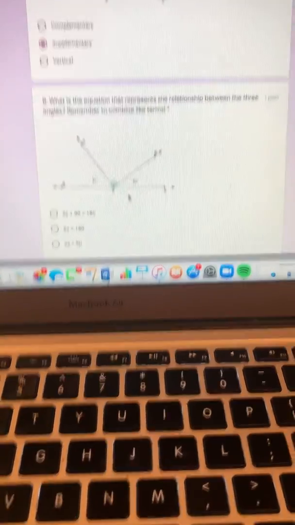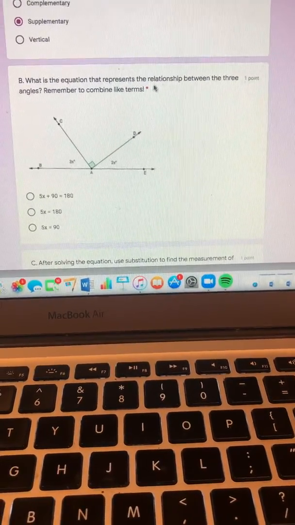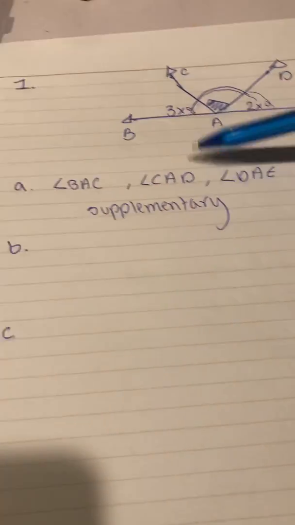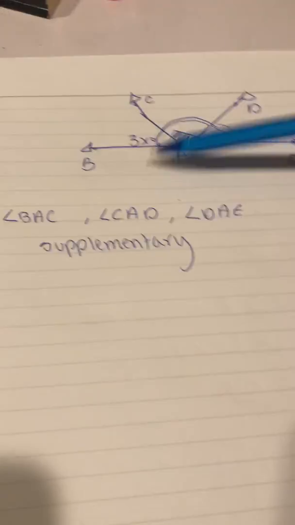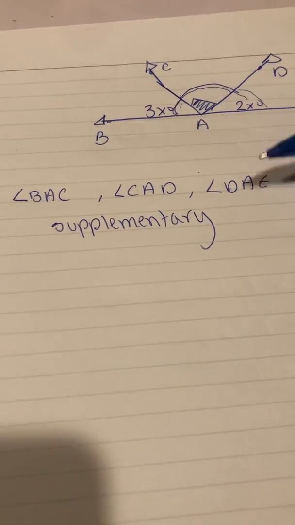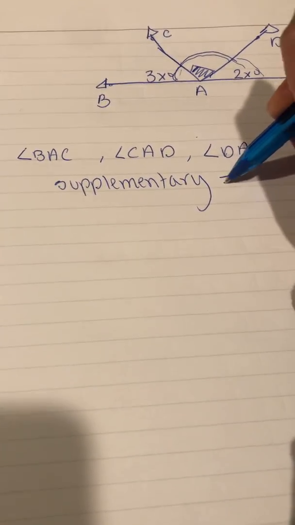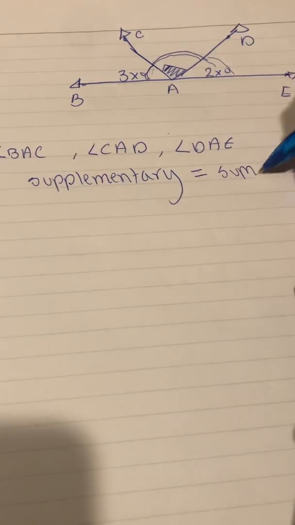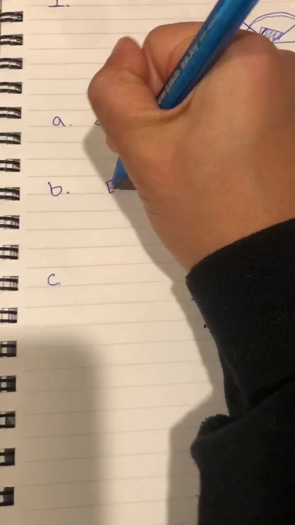Okay, now it asks you what is the equation that represents the relationship between the 3 angles. Remember to combine like terms. So in our CFS, remember that you need to write the equation, and before that you have to know the relationship between the angles. Why? Because they tell you what you need to know in your equation. So these are supplementary, which means that, again, they sum up to 180 degrees. So I'm going to use that to figure out what my equation is.